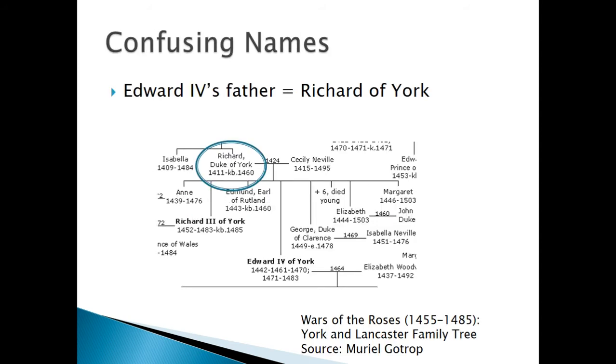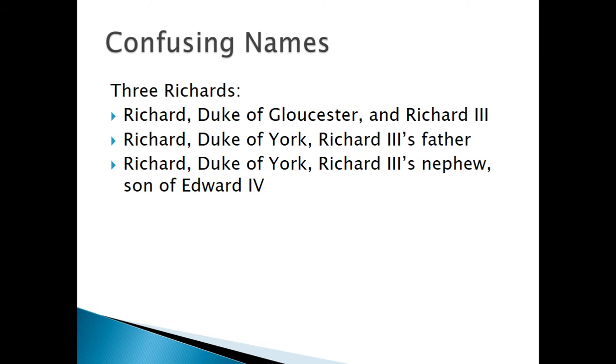To make naming just slightly more confusing, it might be helpful to note that the father of Edward IV and George and Richard was also named Richard of York. This means that there are three Richards in this history. One, Richard, Duke of Gloucester, who becomes Richard III. Two, Richard, Duke of York, Richard III's father. And three, Richard, Duke of York, Richard III's nephew, the son of Edward IV.